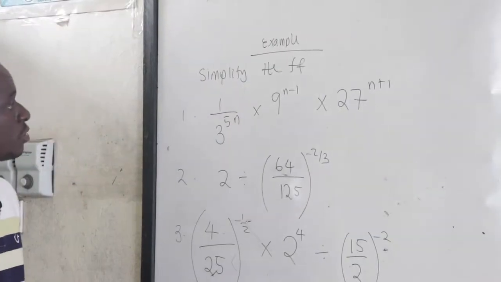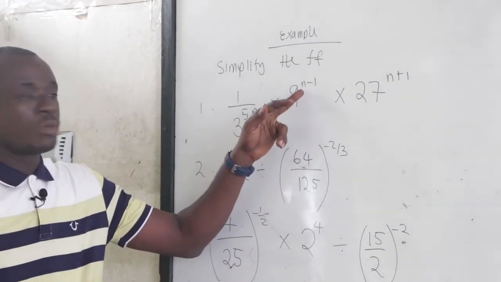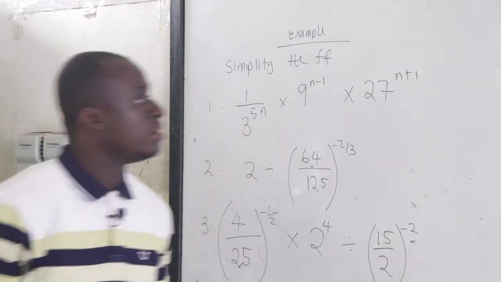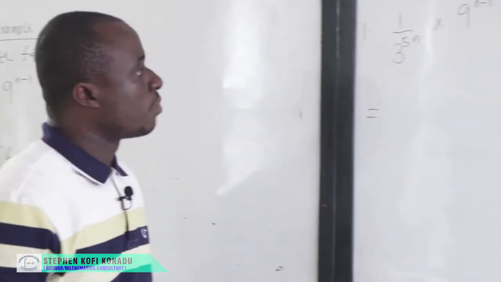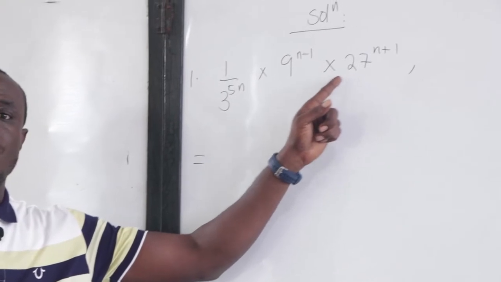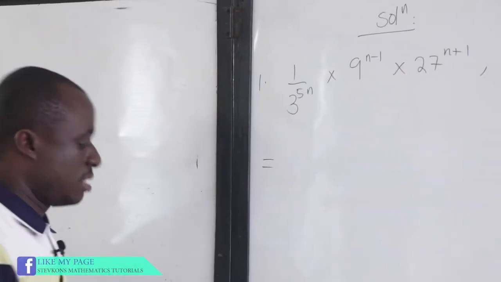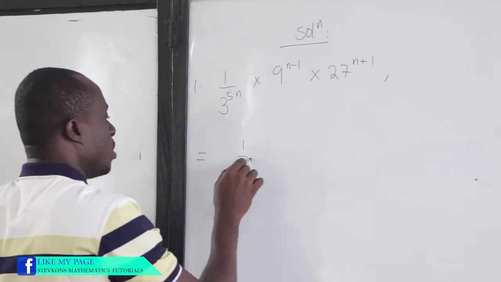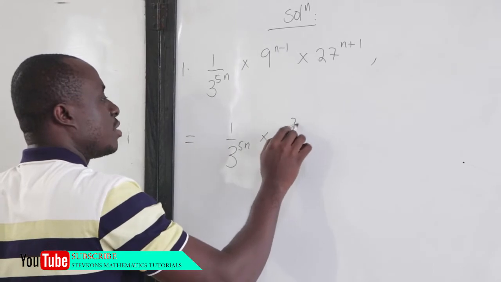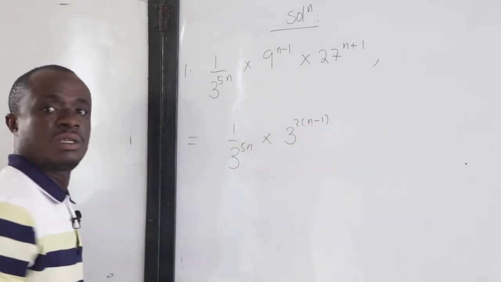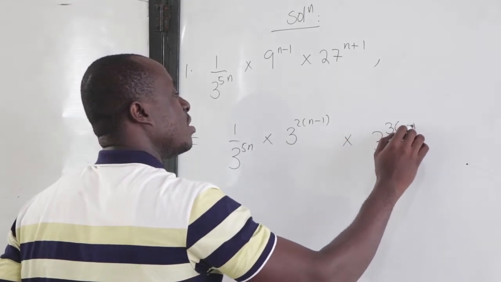Okay. We are going to simplify the following. We have 1 over 3 to the power 5n times 9 to the power n minus 1 times 27 to the power n plus 1. Okay, now that's the question over here. What can we see? We can see that we can make all the bases the same. So here, we have 1 over 3 to the power 5n. Now this, we can express as 3 to the power 2, because 3 to the power 2 is the same as 9. Then times this 3 to the power 3, we have n plus 1.